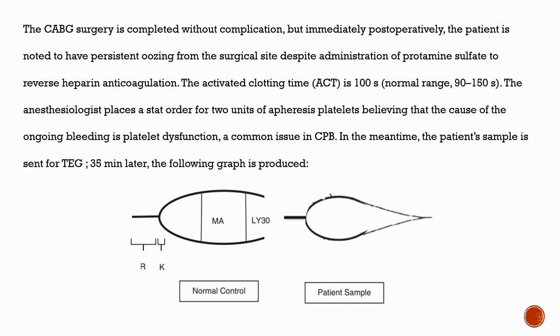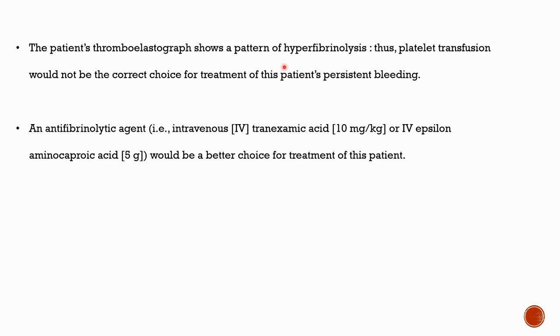Kindly explain this scenario. So in this scenario, we can see this is the normal TEG and this is the patient TEG. The patient TEG is showing increased fibrinolysis, that is, hyperfibrinolysis is going on in this patient. So they have transfused platelets to this patient, but it won't be a correct choice. An antifibrinolytic agent like intravenous tranexamic acid would be a better choice, as the TEG is showing hyperfibrinolysis, which is the cause for bleeding in this case.